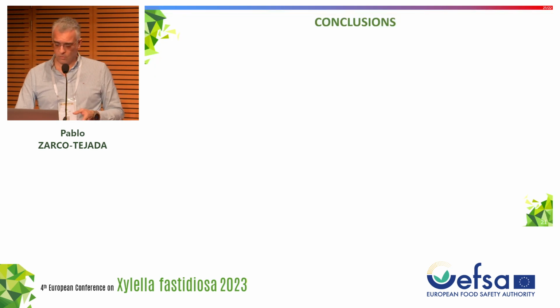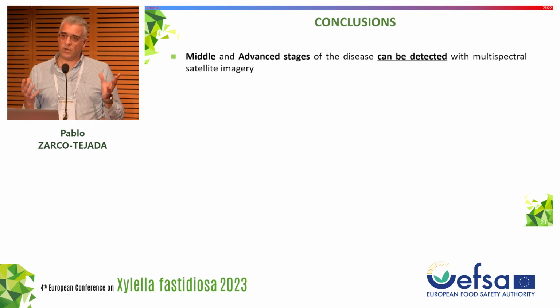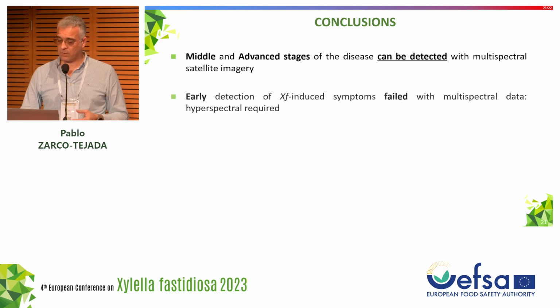Just the last conclusions, the easy take-home messages. Intermediate and advanced stages of the disease can be detected using multispectral satellites which are currently available. So this is good in some cases where we are interested in the intermediate or advanced stages, once the infection is established, if we want to evaluate the spread using currently available operational satellites.